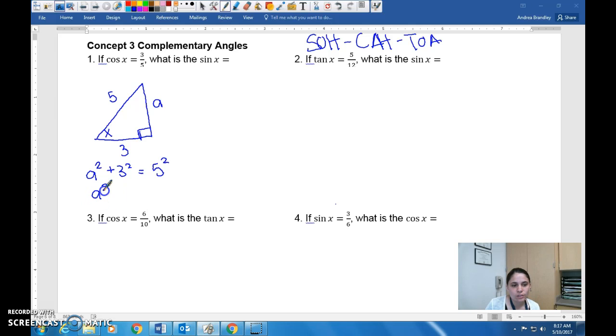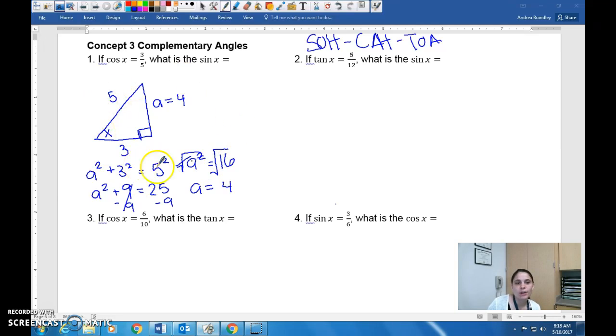So then I have a squared plus 3 squared is 9 equals 5 squared, which is 25. So if I'm going to find what a is, I need to get that by itself. So I'm going to minus 9 from both sides, and I have a squared equals 25 minus 9, which is 16. So now, to get this a all by itself, I'm going to take the square root of both sides, and the square root of 16 is 4. So this side length is equal to 4.